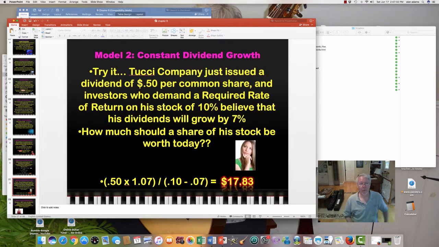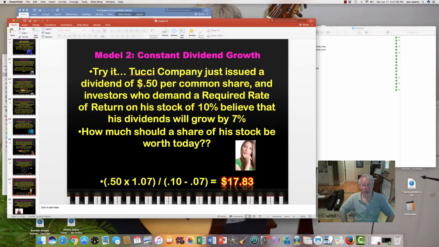Okay, try this one. You have a company called Tucci, named after the CEO of EMC Corporation. They just issued a dividend of 50 cents per common share. Rate of return in the market is 10%, and G is believed to be 7. These are high numbers, but I'm just having a little fun here. This is all about the math. How much should you pay for a share of Tucci today?